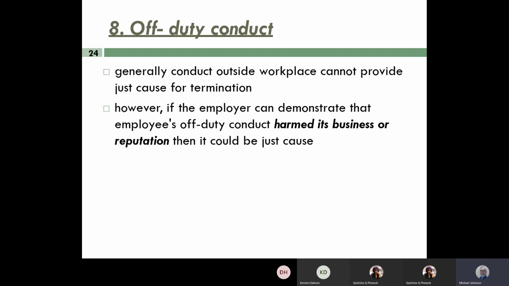So as it points out here, if the employer can demonstrate that the employee's off-duty conduct harmed its business or reputation, then it can be just cause to remove that individual from the company. And there are a few situations where this could be true. Again, when you are wearing uniforms or hats or t-shirts or something from your company, or you're making note that you work for that particular company.